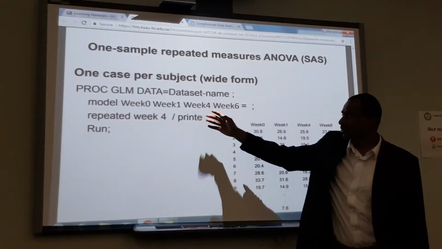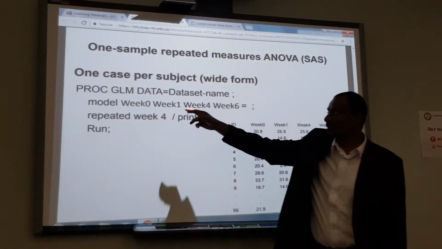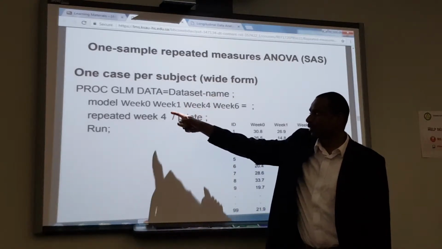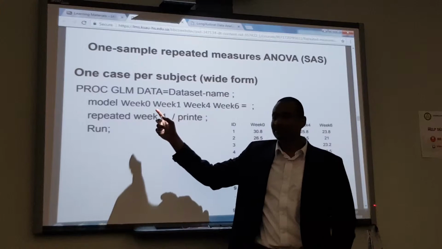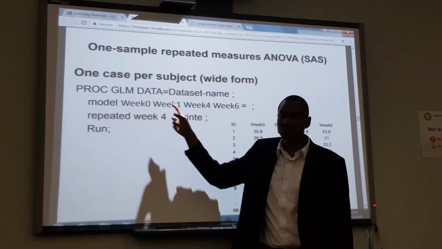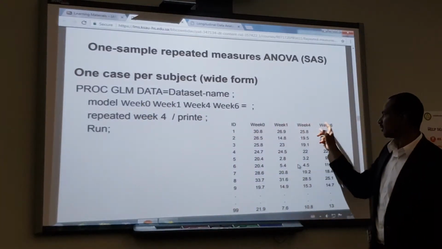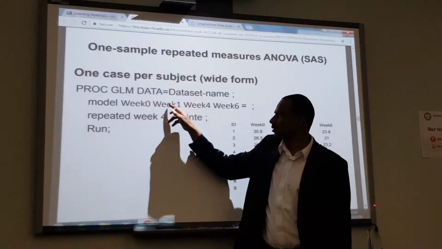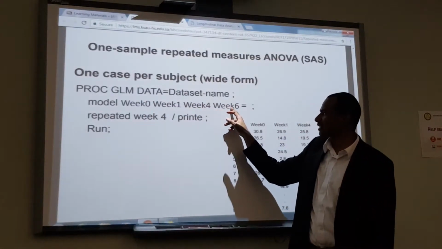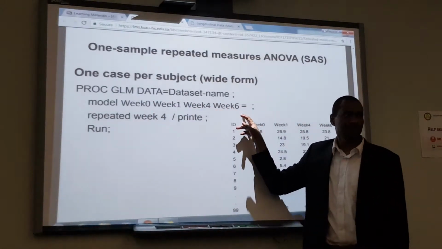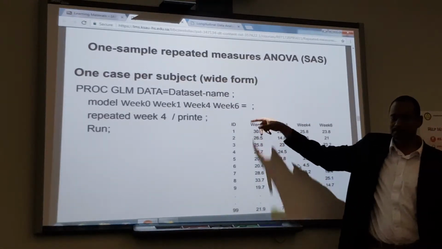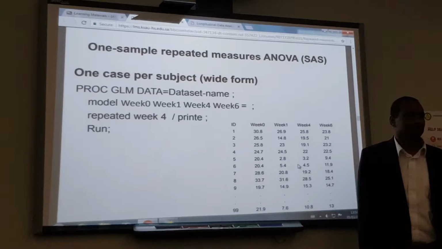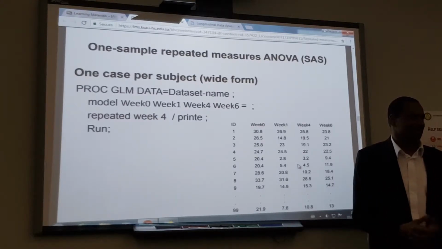The way you write SAS code, you use proc GLM, data equal your data name. Model, you're going to put here not one dependent variable, you're going to include each one: 1, 2, 3, 4. So week 0, week 1, week 4, week 6 equal what? Nothing. Just parentheses. Semicolon. Semicolon. Because we don't have a treatment.